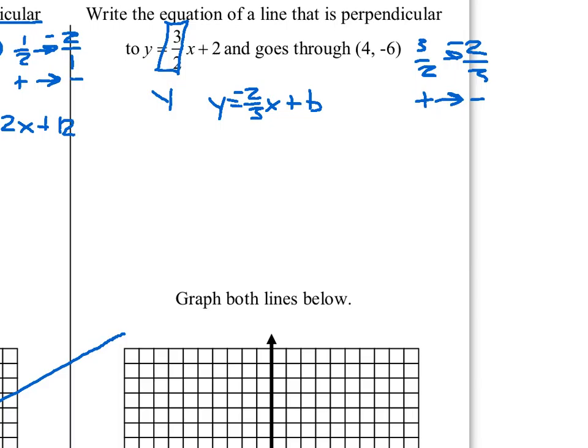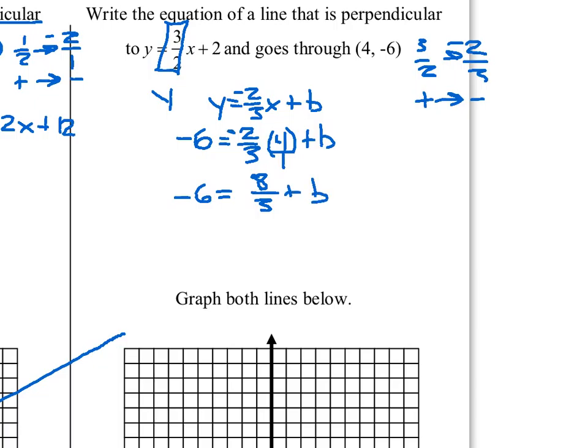Javier. Plug in the y and the x. Way to catch your math language there. That was perfect. Negative 6 equals 2/3 times 4 plus b. And it's going to give me negative 6 is equal to, this one's not going to come out so pretty, 8/3 plus b, and it's negative because it's a bad date.